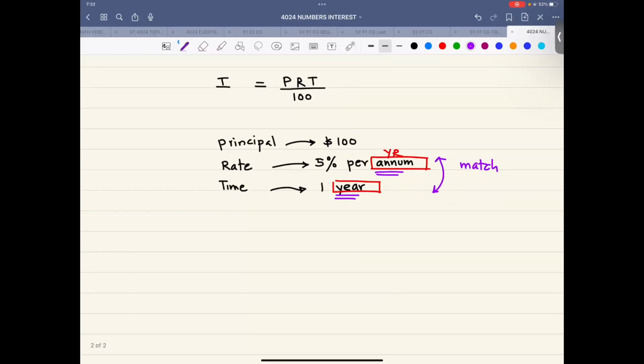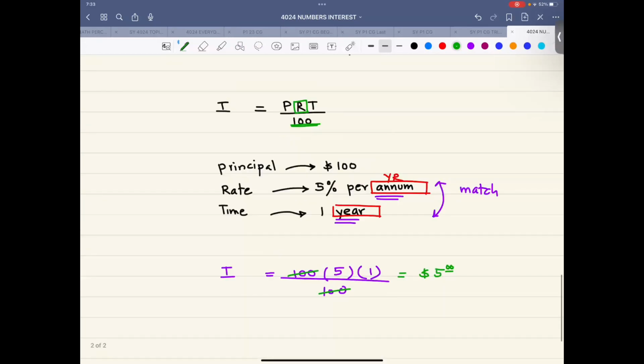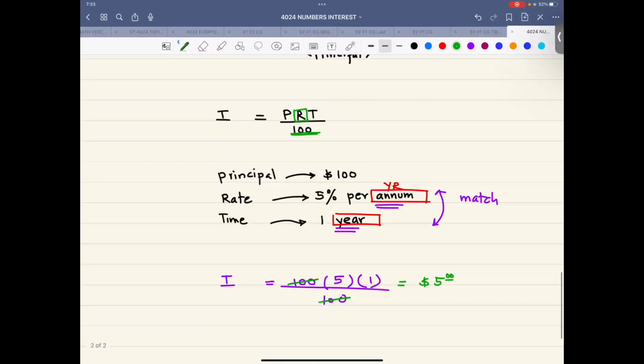So therefore, the value of simple interest is P, which is 100, R, which is 5, T, which is 1. This 100 is part of the formula. Basically, this 100 is for the percentage. So we just write it like this. These two hundreds will cancel out, and we get our value, which is $5. This is the same value. We got this using the basic concept.